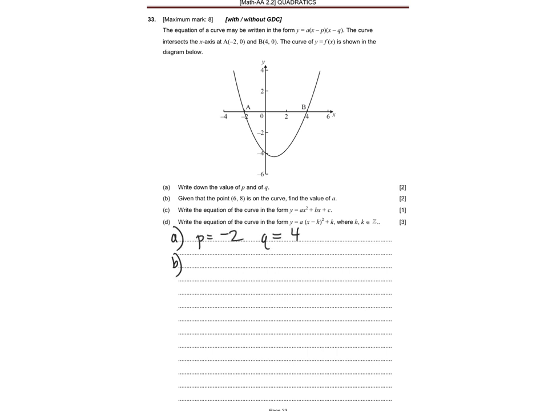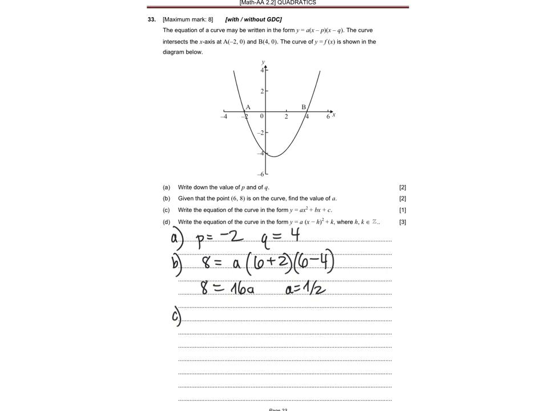And for part B, given a point, we're going to have 8 is y. a we're looking for. x is 6, and minus the negative 2 is plus 2. And again, 6 minus 4. So we'll have 8 equals a times 8 times 2, 16a. So a is 1/2. And it opens up, so that's accurate.